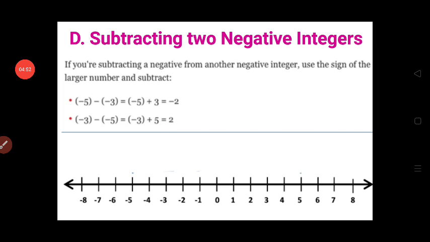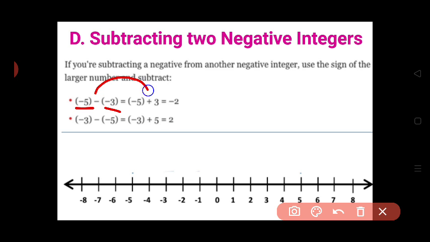The next one is subtracting two negative integers. If you are subtracting a negative from another negative integer, use the sign of the larger number and subtract. So here, if we see minus 5 and minus 3, both are negative. In that case what we have to do, we have to use the sign of the larger one, because if you write this as an additive number, let me solve so that you can easily understand.